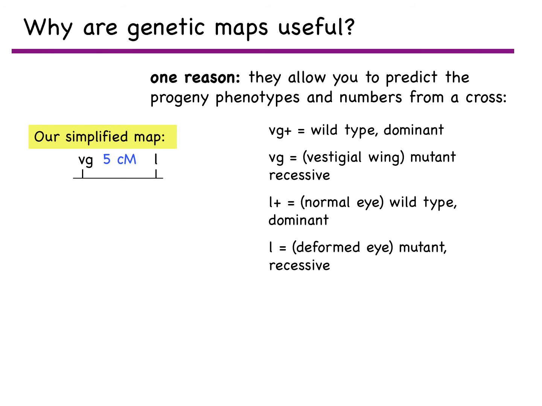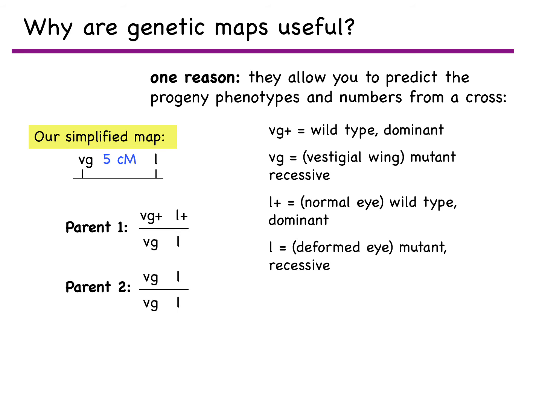So the important point here is that the distance separating the vestigial and lobe genes is 5 centimorgans. And we're going to use this map to predict how many offspring of a given category we'd get from a cross of a dihybrid that carries these heterozygous alleles of each of these 2 genes.